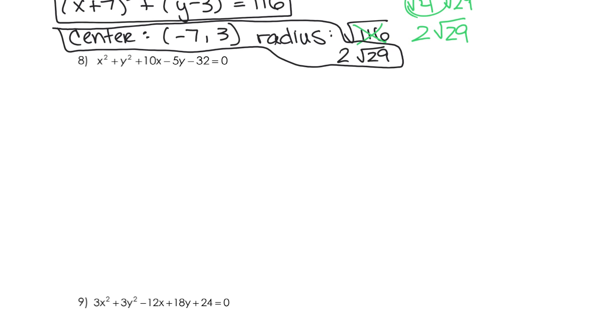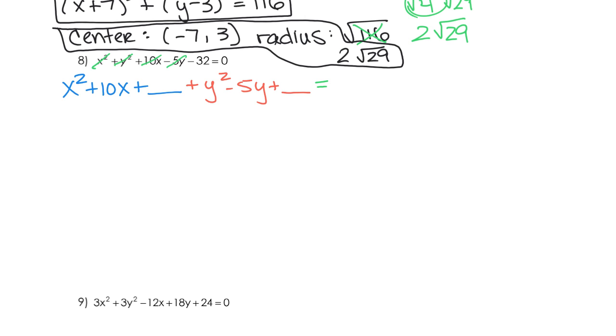Again, we are in general form. Our terms are ordered and we are equal to 0. And so we're going to go ahead and separate our x's. So we have x squared plus 10x. Remember, we have to complete the square and make that a perfect square trinomial with the number we put there. Okay. Plus y squared minus 5y plus a number there to complete the square and make it a perfect square trinomial. Okay.